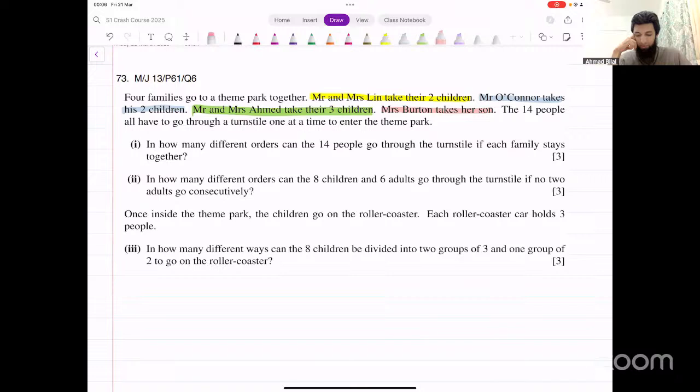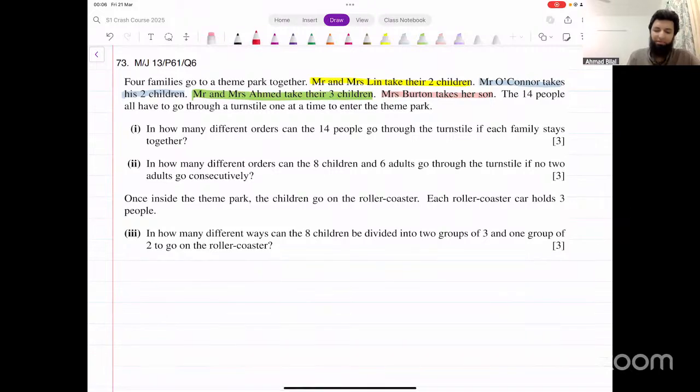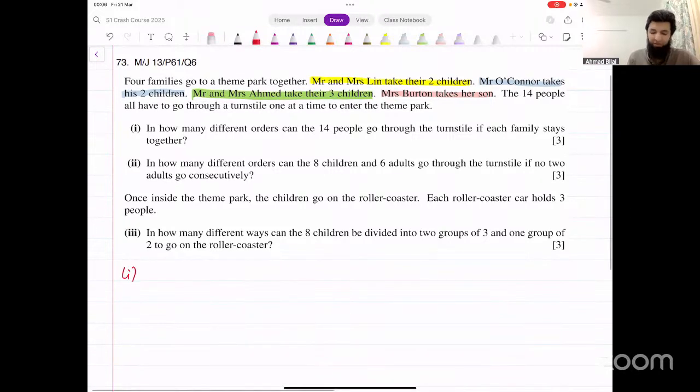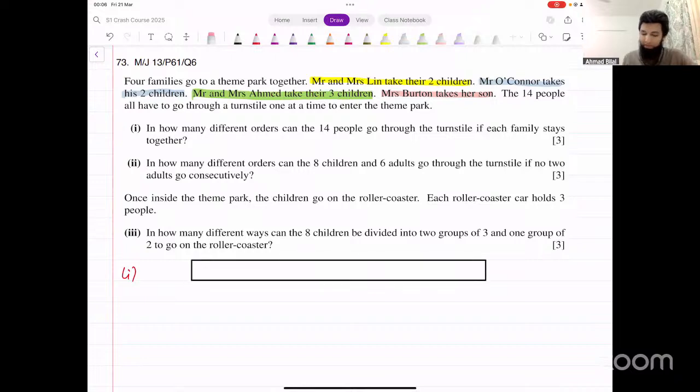In how many different orders can the 14 people go through if each family stays together? Now that's just a different way of asking: in how many ways can we arrange these people if each family stays together, right? So what you do is you say there are 14 places. However, the families have to stay together. So there are 4 people here in Mr. and Mrs. Lynn's family.